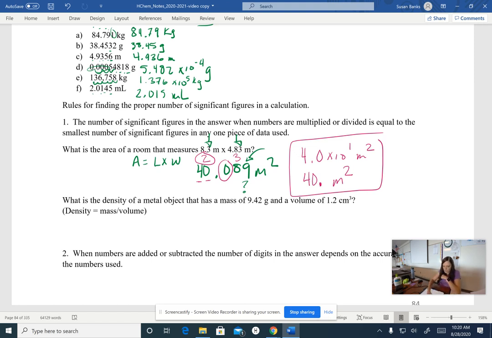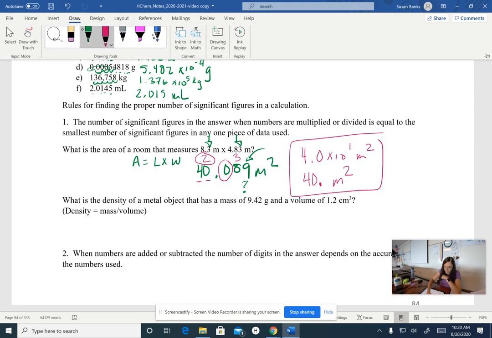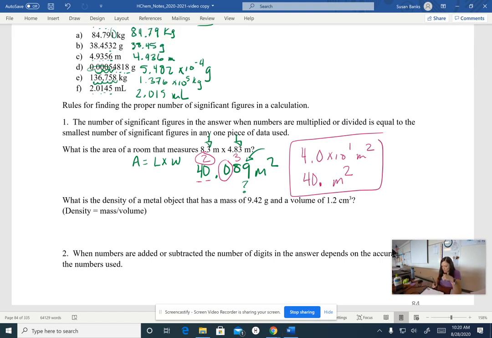Okay, let's do another practice one. What is the density of a metal object that has a mass of 9.42 grams and a volume of 1.2 centimeters cubed? So density is the mass divided by volume. So I'm going to take the mass, 9.42 grams, and I'm going to divide it by the volume, 1.2 centimeters cubed. I'm going to get my trusty calculator out.